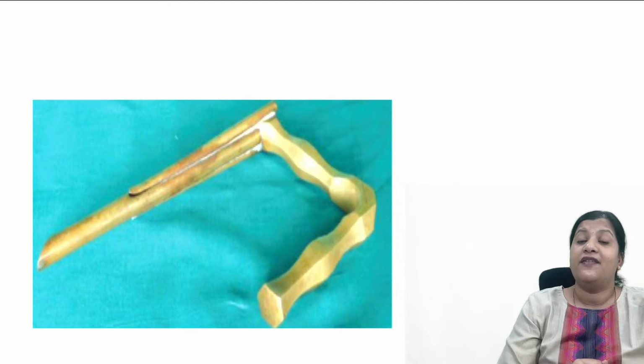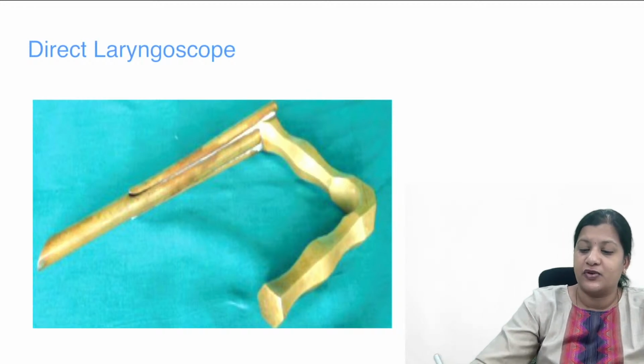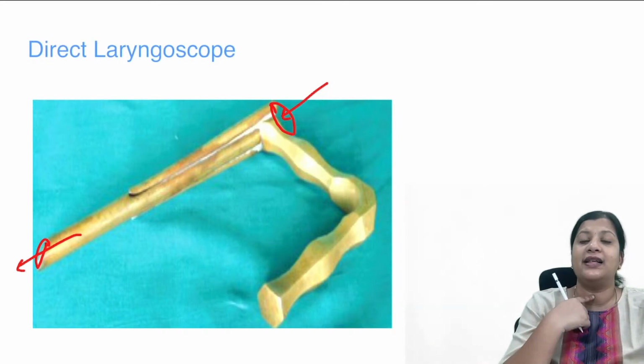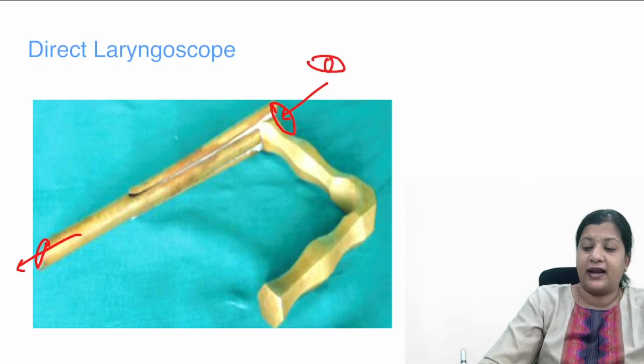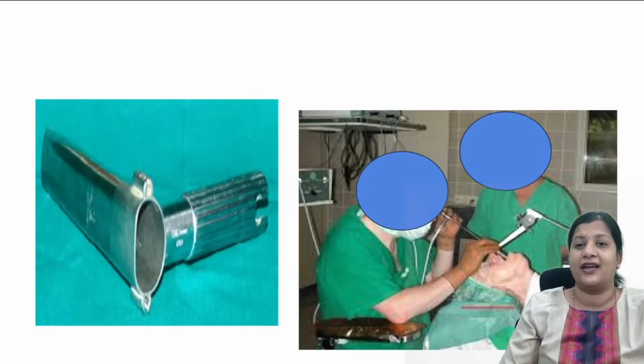Great. Now, if we want to visualize the larynx directly, we can use this laryngoscope, which is called the direct laryngoscope. So from this end, you will start to visualize, and this end goes downward from the oral cavity to the larynx, and you can visualize directly the larynx. So this is called your direct laryngoscope.